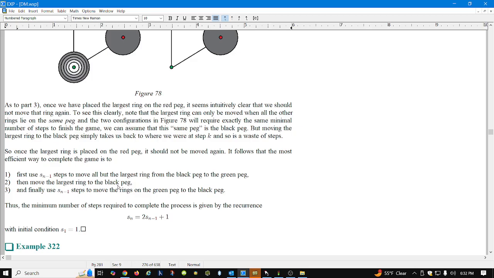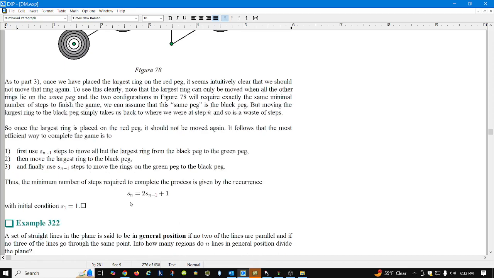And then finally, since we're never moving the largest ring again, we can pretend it's not even there. It's going to take another Sn-1 steps to move the remaining rings from the green peg to the black peg. So Sn is Sn-1 plus 1 plus Sn-1, or in other words, it's this. This is the Towers of Hanoi recurrence relation with initial condition S1 equals 1.